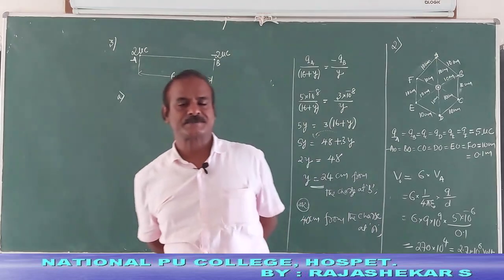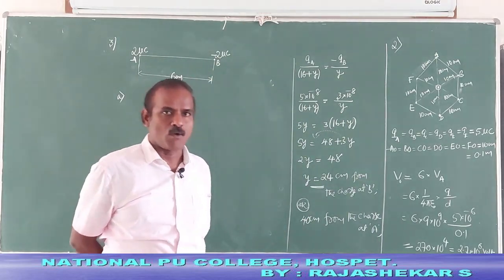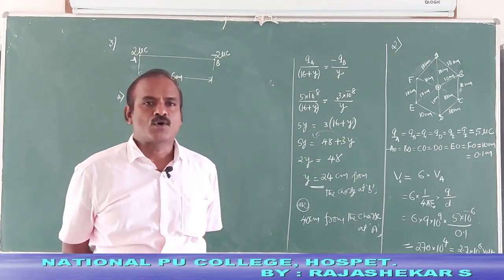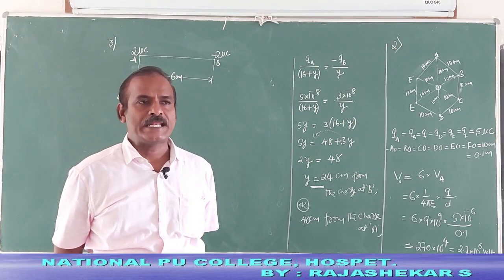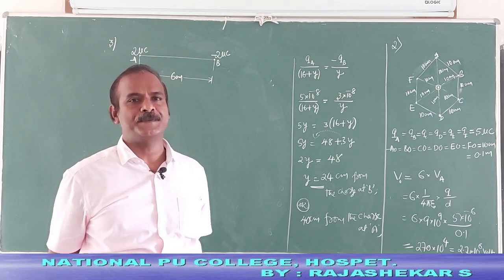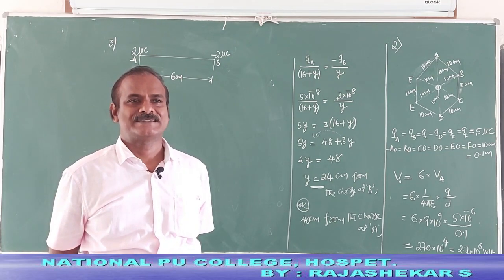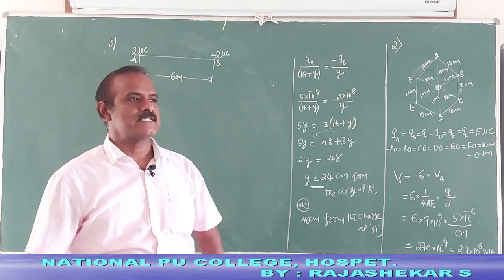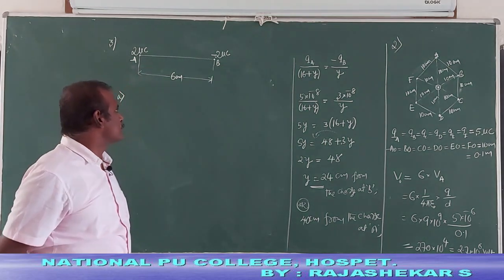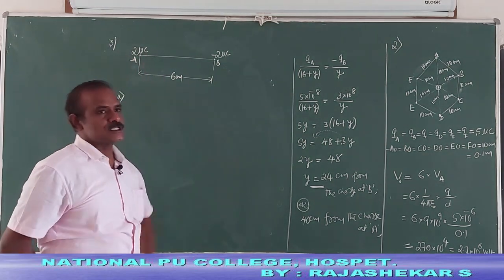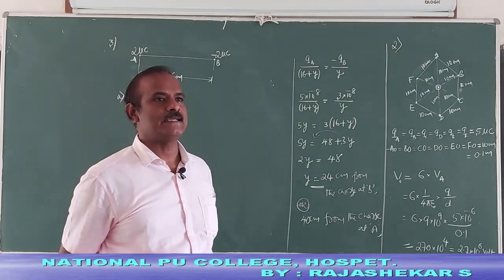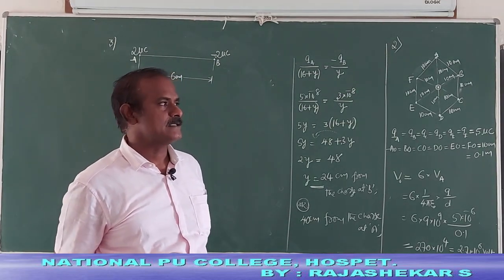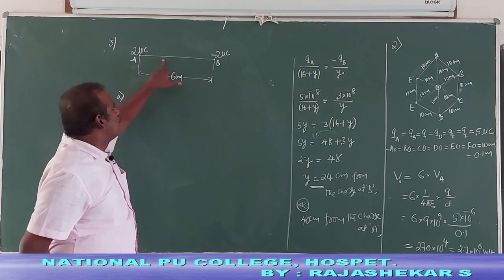Equipotential surface. Well students, recall the idea of what is called equipotential surface. Any surface drawn in an electric field where potential is same on the surface, such a surface is called equipotential surface. Now what would be the equipotential surface for the given arrangement? How would it be?